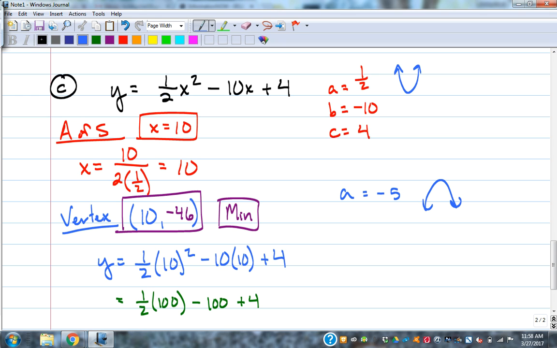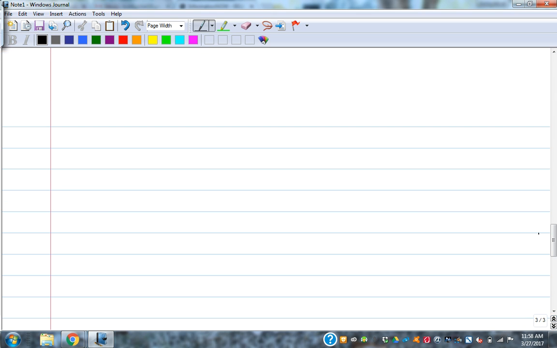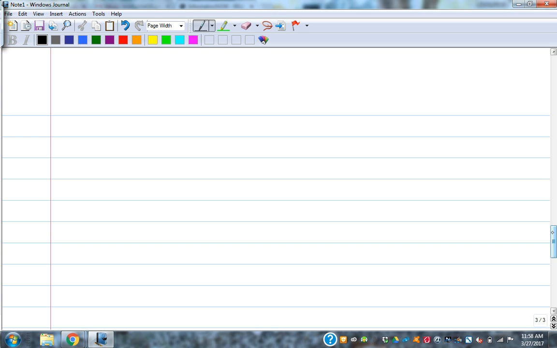Okay. All right. So not bad with the fraction in it. That was okay. Let's do another one with the fraction in it because those are the ones that give us a little trouble. Say we had y equals negative 1/4 x squared plus 9.